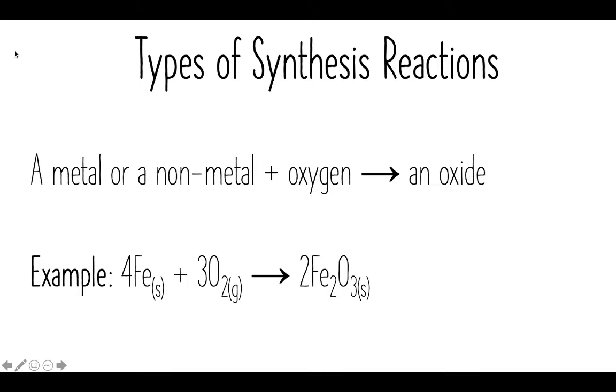So in this type of reaction, the metal or the nonmetal might be different depending on the situation. In this case, I've got a metal, which is iron, reacting with oxygen, and then you get iron oxide. This is only one type of synthesis reaction.